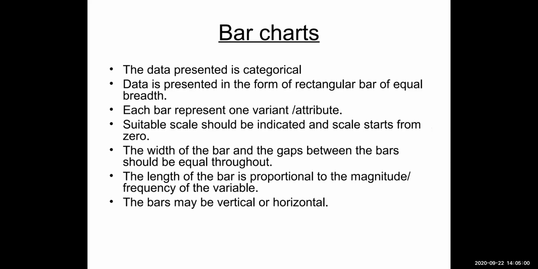So let's talk about bar charts or bar diagrams. The data presented here is categorical. Data is presented in the form of rectangular bars of equal breadth, and each bar represents one variant or an attribute. And a suitable scale should be indicated, and scale starts from 0. So the width of the bar and gaps between the bars should be equal throughout. And the length of the bar is proportional to the magnitude or frequency of the variable. So a bar diagram can be either vertical or horizontal.